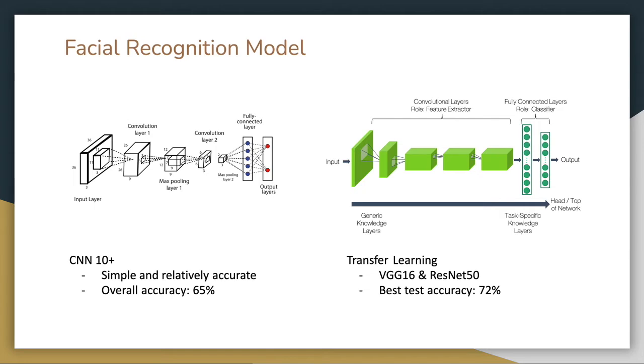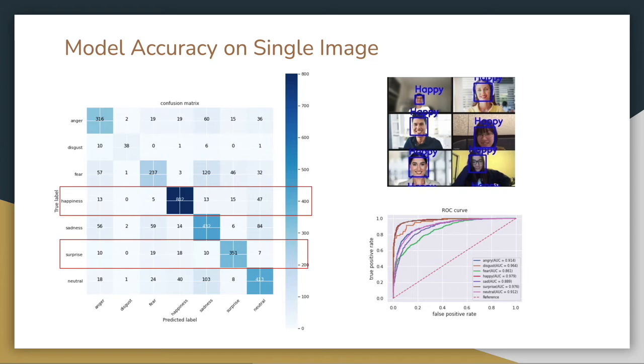When we built the facial recognition model, we first tried to figure out the most accurate and simple CNN structures from past papers and GitHub, and then we shifted to transfer learning and trained our data based on a model weight that has been proven to work in other facial image problems, and finally got our best accuracy from ResNet, which gives us a test accuracy of about 72%. So here we use ROC curve and confusion matrix to evaluate our model.